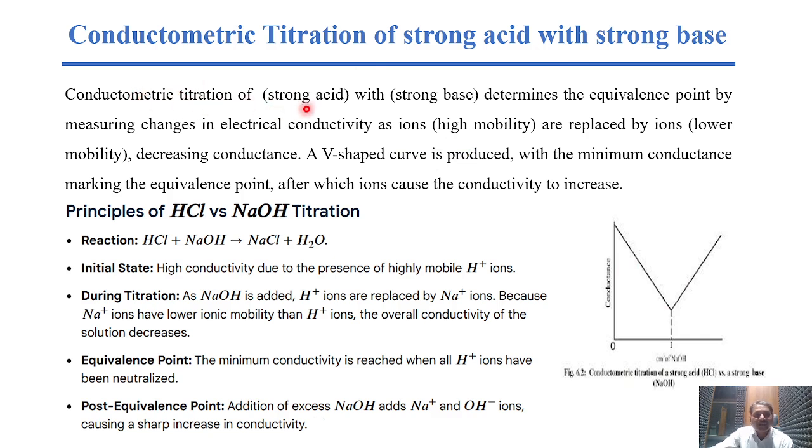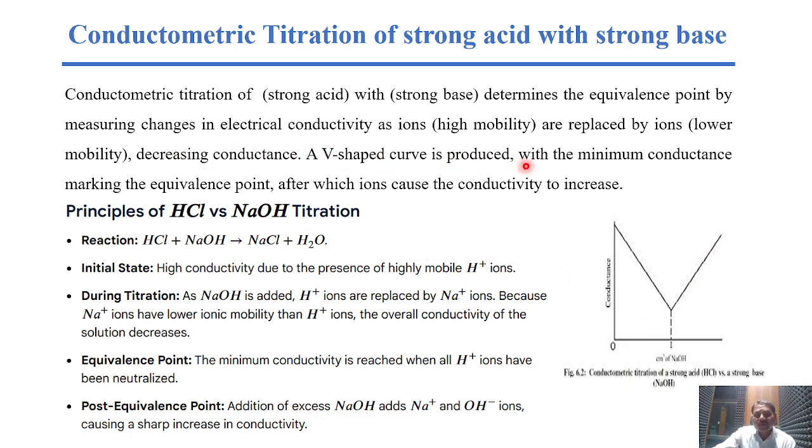So for conductometric titration of strong acid with strong base, determine the equivalence point by measuring the changes in the electrical conductivity as ions of high mobility are replaced by ions with lower mobility. So in case of this strong acid versus strong base titration, the highly mobile H plus ions are replaced by low mobility OH minus ions. Therefore, this equivalence point can be measured, which decreases the conductance.